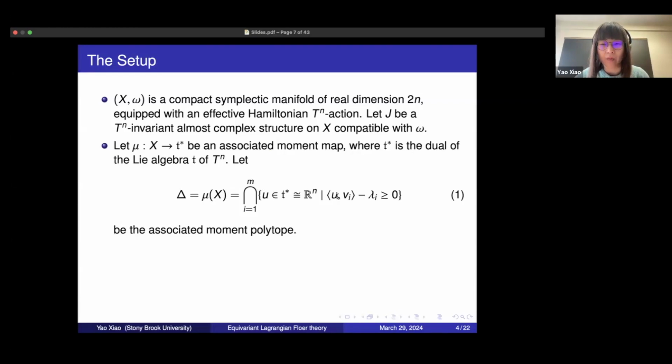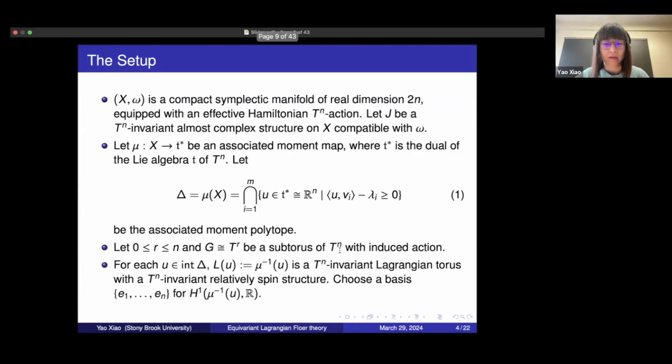We assume that this moment polytope has m facets, where each facet is given by <u, v_i> minus lambda_i greater or equal to 0, and v_i is the inner normal of the facet representing the ith facet. The actions I'll consider are subtori of the original T^n. So we assume the dimension of G is R. And the Lagrangian submanifolds we'll consider are the Lagrangian torus fibers over the interior points of the polytope.